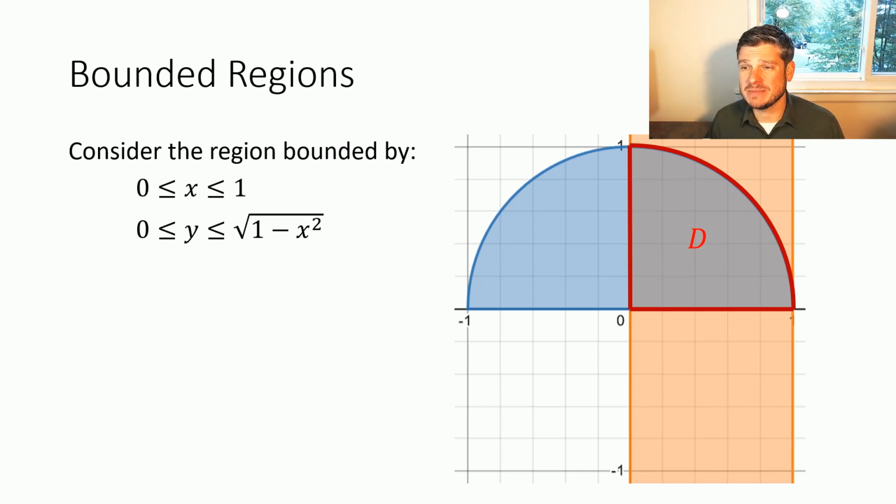My region D, my overlap, is that quarter of a circle. And again, always take the time to label that region D. Now, is this a type 1 or a type 2? Well, since x is the one bounded by my constants, that makes this a type 1 region.